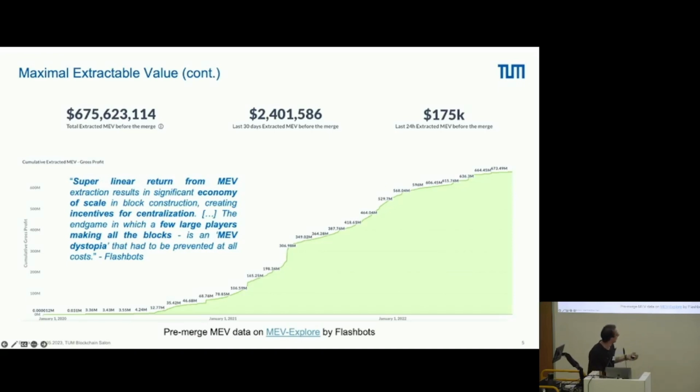This is a nice chart by Flashbots, the premier research group on MEV, showing the amount of value extracted before the merge on Ethereum in the last 2 years, more than $670 million. And as I said, because it's such a powerful incentive, it motivates people to vertically integrate with different participants on the supply chain and grab as much value as they can. And this is definitely threatening the core properties of a permissionless blockchain, like decentralization, for example.